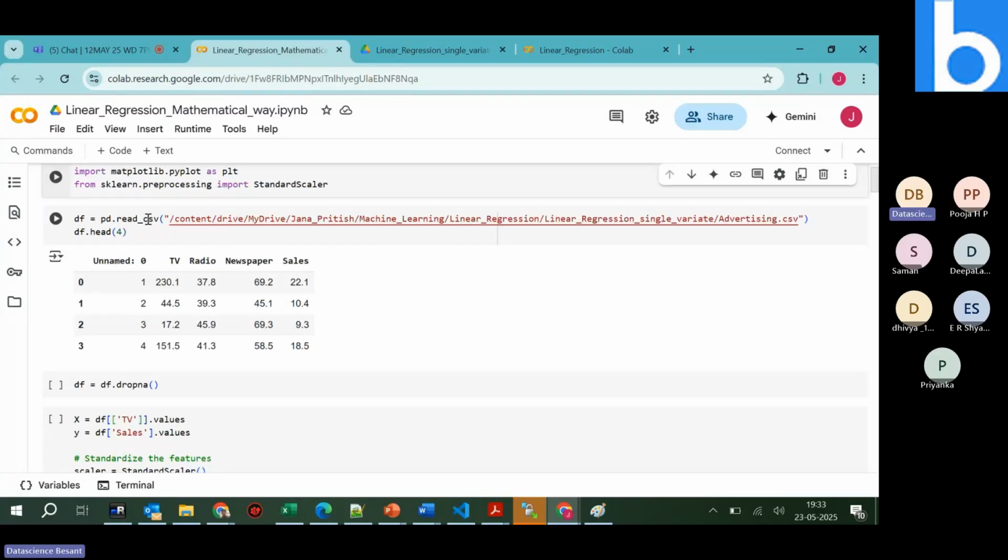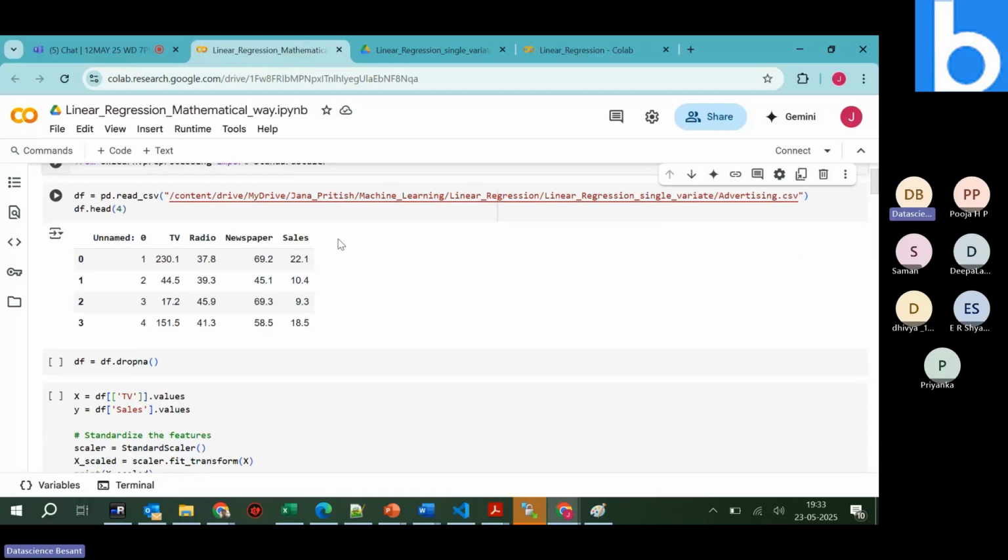Okay, pd.read_csv. So I have a CSV file called advertising.csv, which has the columns TV, radio, newspaper, and sales, so 4 columns in it. Just remove this unnamed 0. This is basically the index column. You can ignore it. As of now, consider 4 columns.